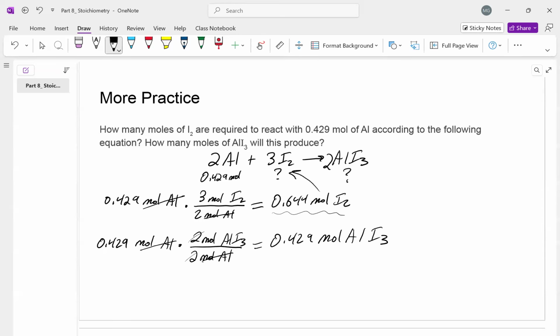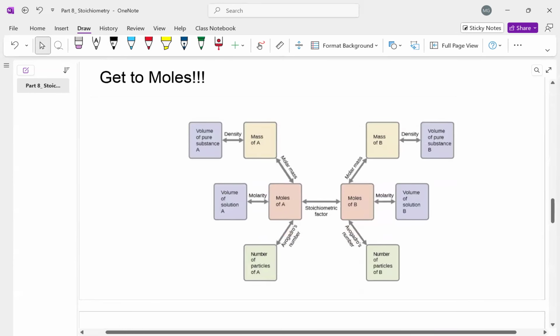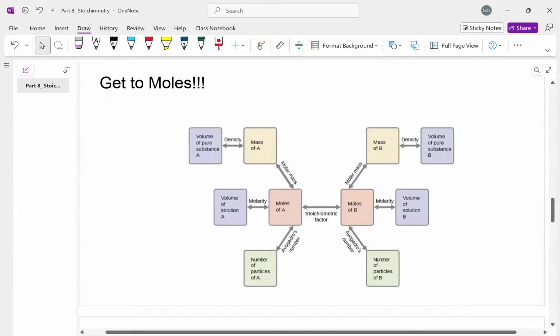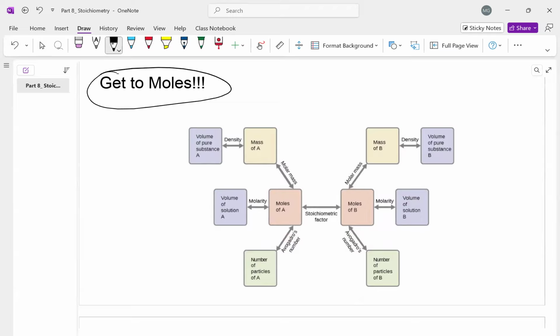Now to round out this video, I want to show you where we're going. The key thing that you have to be able to do is to get to moles, no matter what information you're given. Because if you have a reaction, we're going to go from A to B. If you know how many moles of A you're starting with, you can easily figure out how many moles of B you're going to make. And we could take that a step further because right now we've just been talking about moles. But what if you wanted to know, and this is a lot more common, the mass of how much you can make?